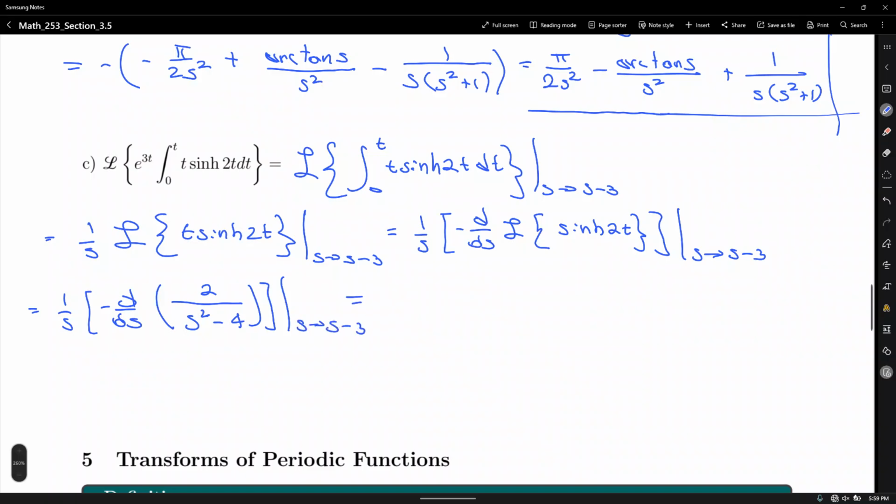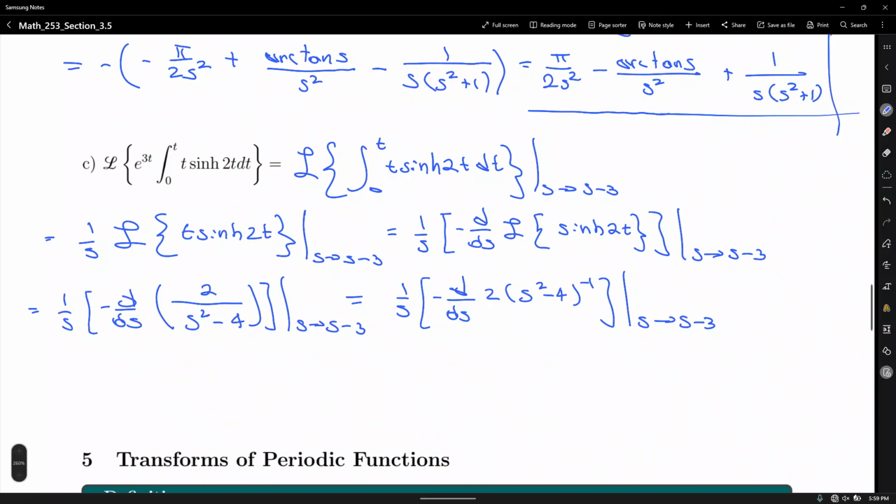All right. Again, no quotient rule. Move it to the numerator and chain rule. I'm gonna take that negative out. Well, no, keep it there. Actually, 1/s negative the derivative with respect s of 2 times s squared minus 4 to the negative 1. Whatever we get, s to s minus 3.